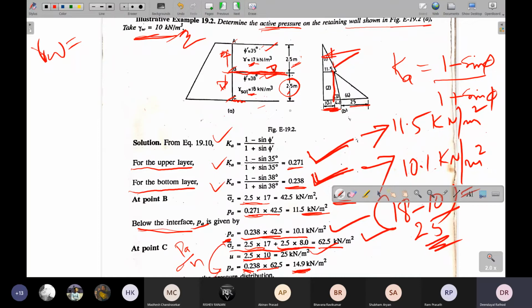10.1 plus 4.8, 14.9 total. This is the pressure, and we are talking kilonewton per meter square. How to find out the force? Same thing: half into base into height if it is a triangle. If it is a rectangle, breadth into width. You take where it will act: h by 3 for a triangle, b by 2 for a rectangle, and so on.